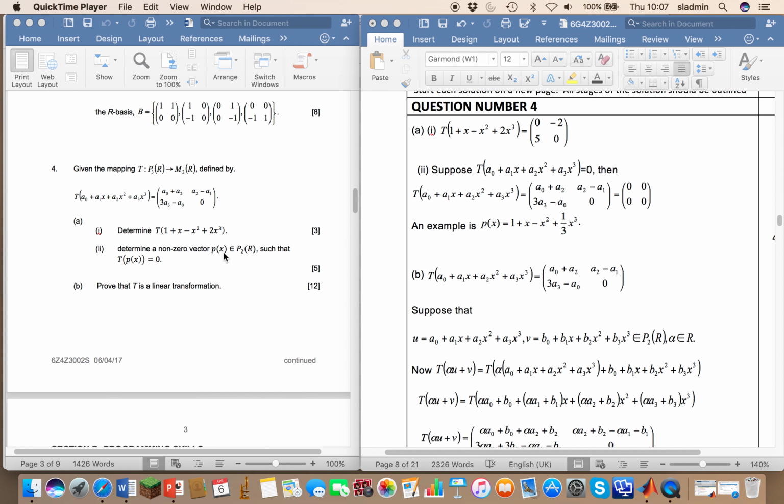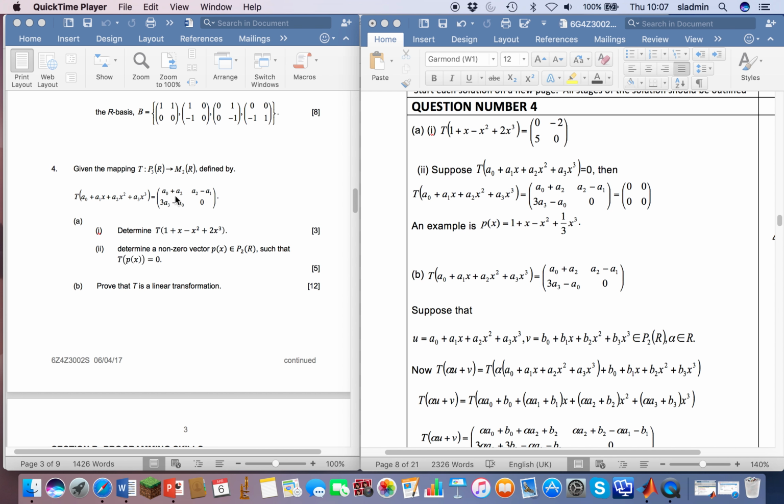Question number 4 for linear algebra from the 2016 examination paper. So we're given a mapping from polynomials of degree 3 into 2 by 2 matrices, and this is the definition of the mapping. And we want to determine T of this polynomial. So this is part A. So T of this polynomial, we use the mapping.